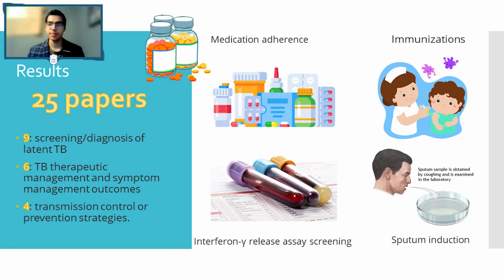We can look at what's already been in place, particularly community initiatives, so work being done to ensure that there is medication adherence, as well as early immunizations to ensure that the population in the Arctic does not contract these types of bacteria. And we also looked at some of the more novel and innovative experimental approaches towards trying to mitigate tuberculosis spread. This included interferon gamma release assay screening, which is basically a full blood test, as well as sputum induction, which involves obtaining sputum samples by inducing the patient to cough out phlegm and examining the bacteria in a laboratory setting.